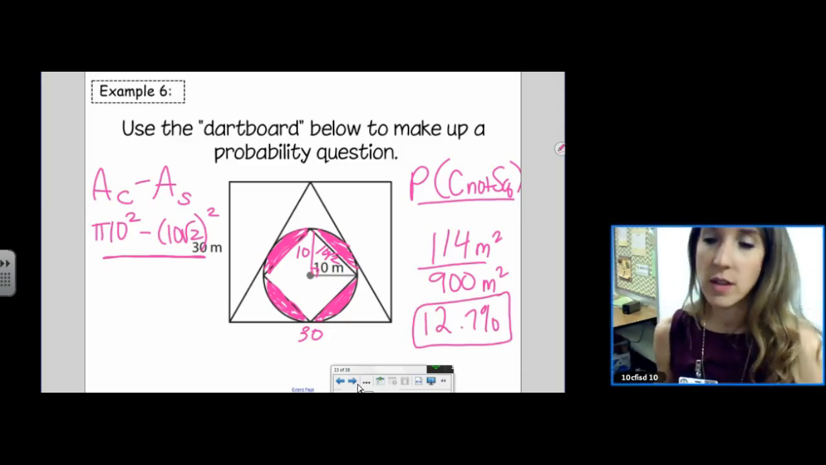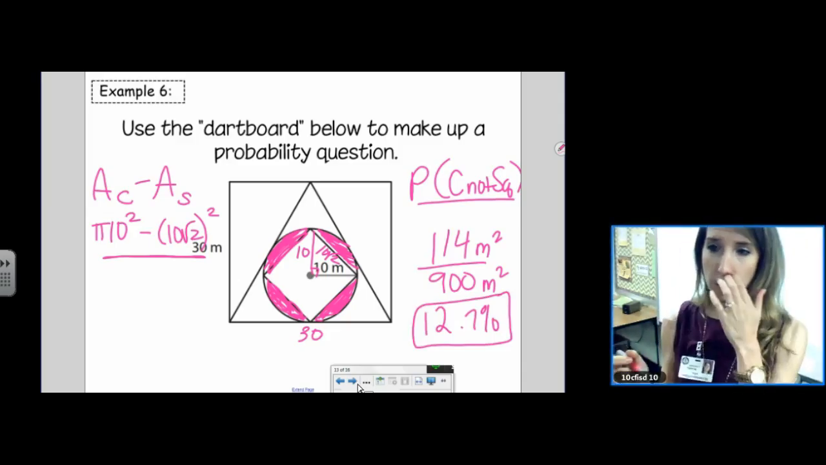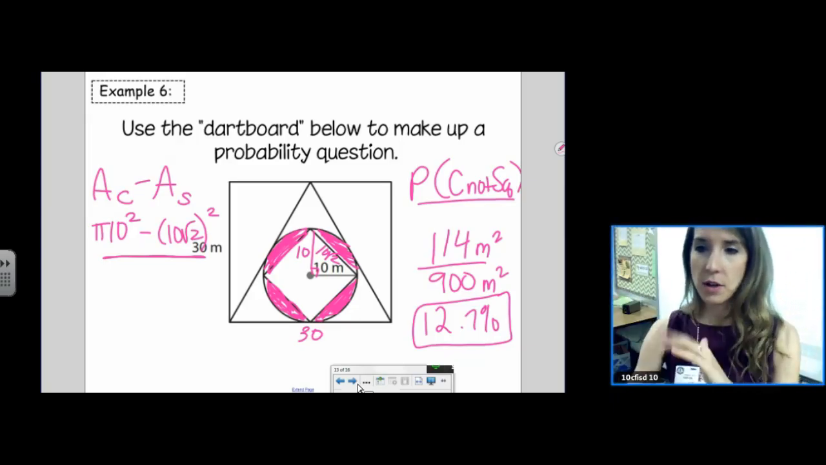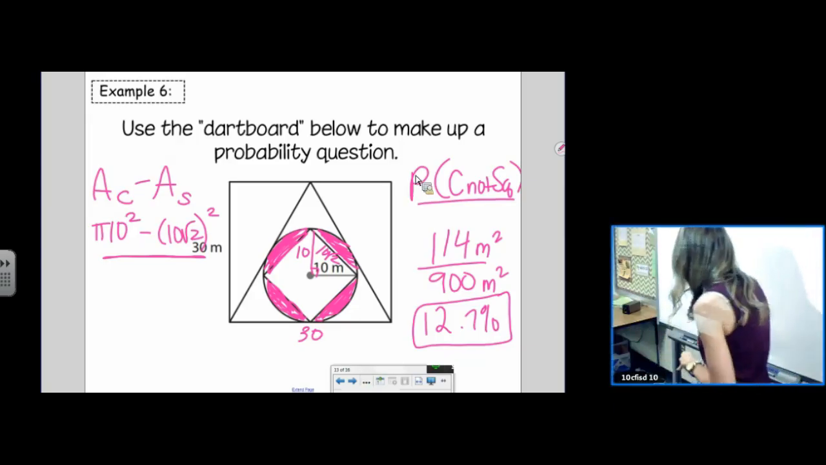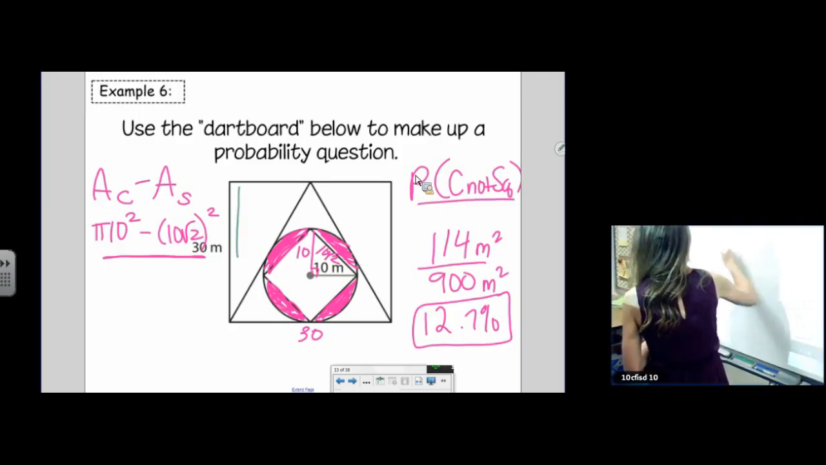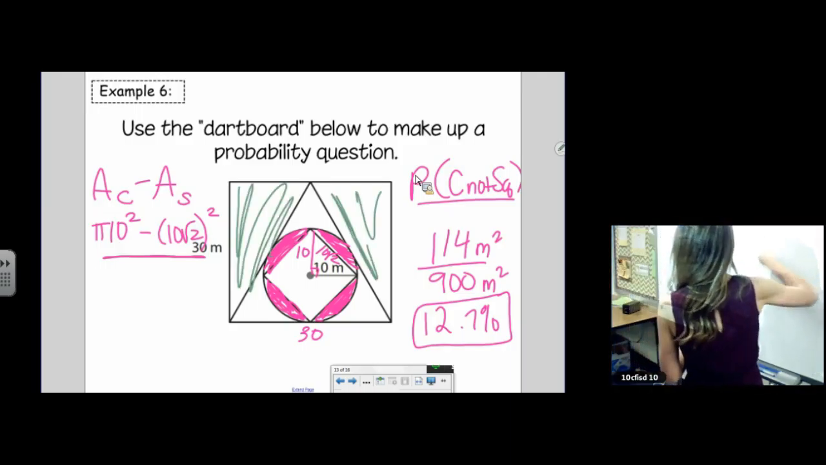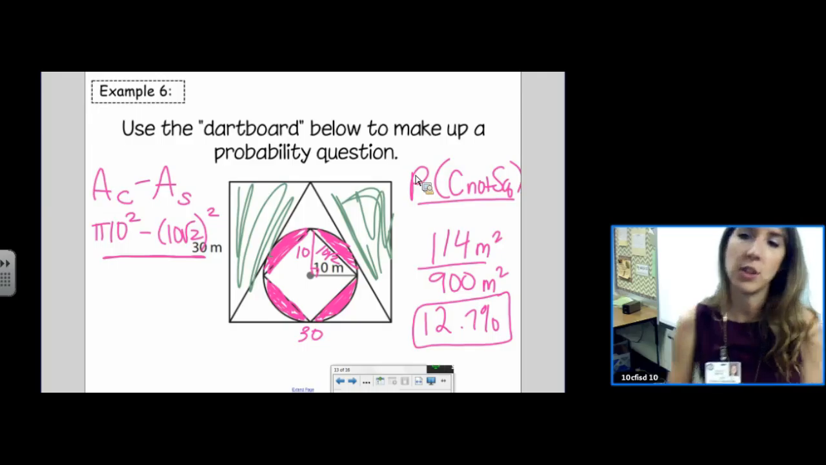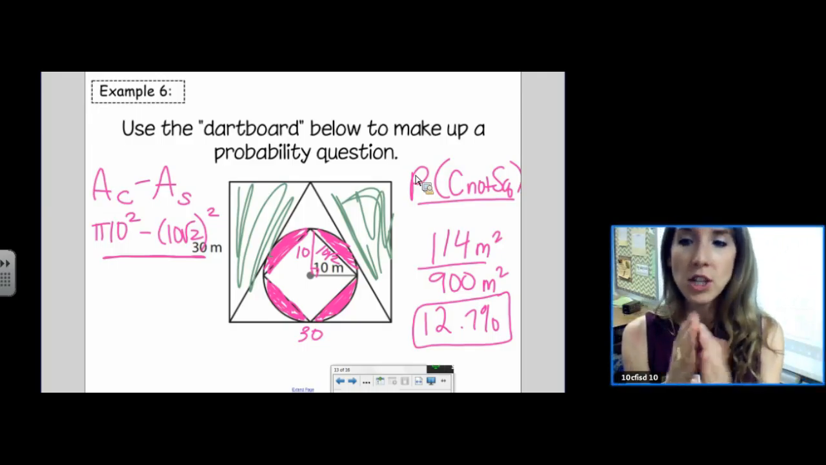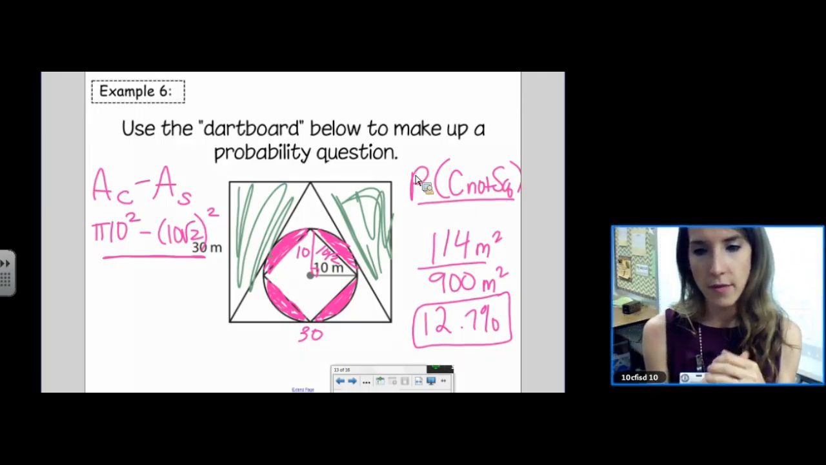You should be able to do this problem no matter what I ask you. Land in the triangle but not the circle. Land in this empty space of the square, so on and so forth. That is geometric probability. You just put the area of the shaded region over the total area of the figure. Okay?